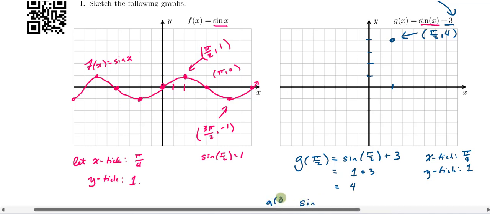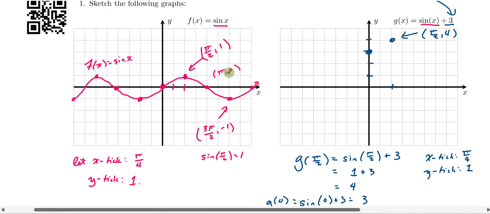When we take g of 0, that would be the sine of 0 plus 3. That's just going to give me 3. So we're going to get this output value. And we could go ahead and label the other ordered pairs. You can check this, but all I'm going to do is take each one of these plotted ordered pairs from before and add 3 to their y coordinates.